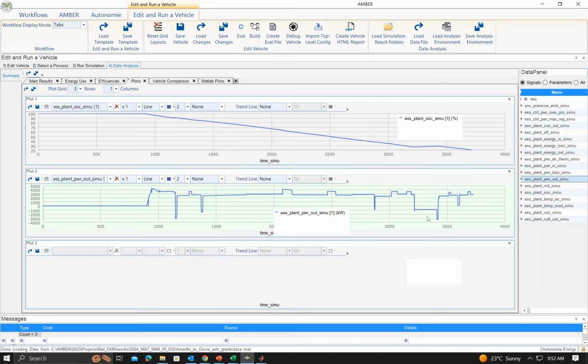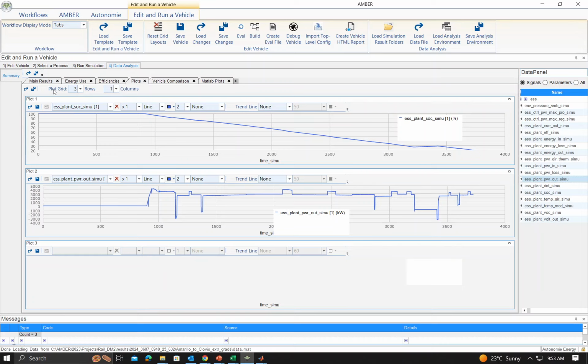So in this way, for a particular route, how much regenerative braking energy potential is available can be studied, and the charging point can be decided, like after this many miles we need to recharge the battery of the locomotive or change the batteries. Those types of studies can be done using a rail simulation in Autonomie.